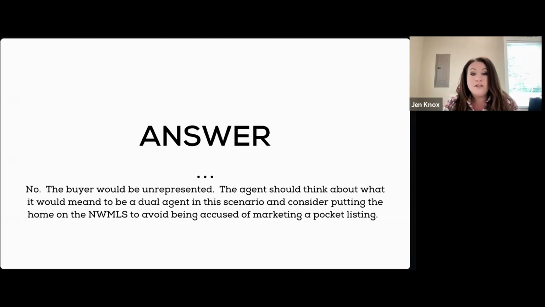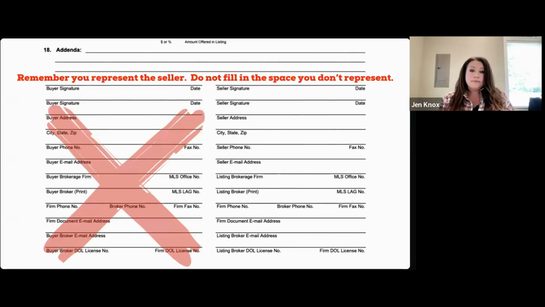In this situation, if you were to have a signed buyer agreement, you would technically be a dual agent. So if you ended up bringing the buyer and the seller together, you may want to consider actually just putting it on the market, because this is kind of walking that gray area of being accused of having a pocket listing. When we look at representation down below, we are only going to be filling in the places that we represent. So not only are we going to be marking it on line 16 and line 17, but we're also only going to fill in the half that we represent. And again, with seller representation, the seller side goes to the right.